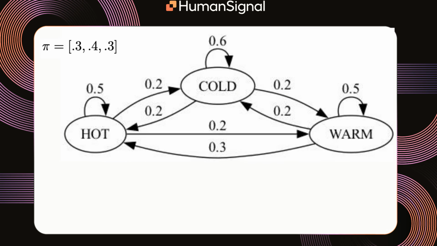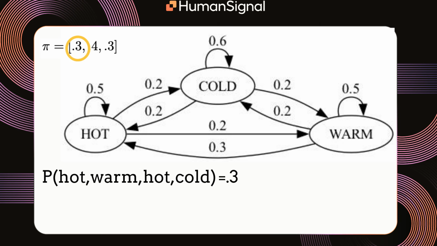Now, let's do a quick math example. Let's say we want to find the probability that the weather for 4 days is hot, warm, hot, and then cold. First, we get the probability that we start with a hot day, 0.3. Then, we need to multiply it by each of the relevant transition probabilities. First, the probability that we go from a hot day to a warm day is 0.2. Then, the probability that we go from a warm day to a hot day is 0.3. Finally, the probability that we go from a hot day to a cold day is 0.2. This gives us the following equation. The probability of hot, warm, hot, cold equals 0.3 times 0.2 times 0.3 times 0.2 equals 0.0036.